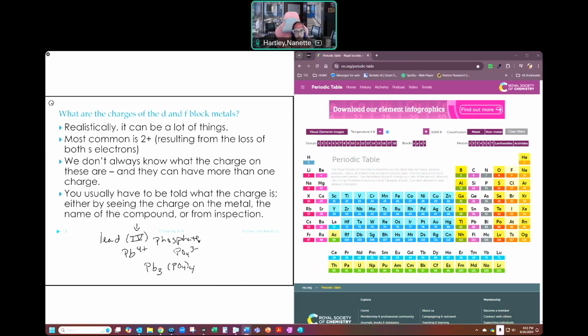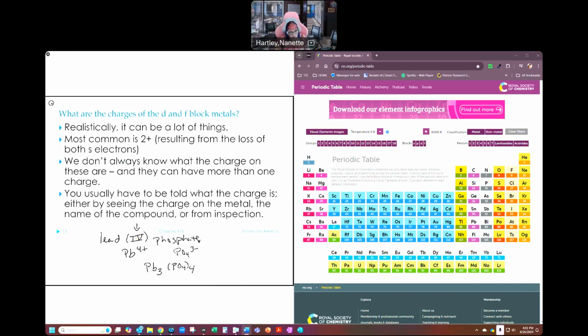We don't necessarily know what the charges are on any of our D block or F blocks. We have to be told. If you're writing a name for something that's a D block or an F block, you need to include the charge in parentheses after that name. If you don't, it is incorrect. You'll get partial credit for it, but you won't get full credit unless you include that charge in parentheses. That is only necessary if it's a transition metal, so D block, F block.